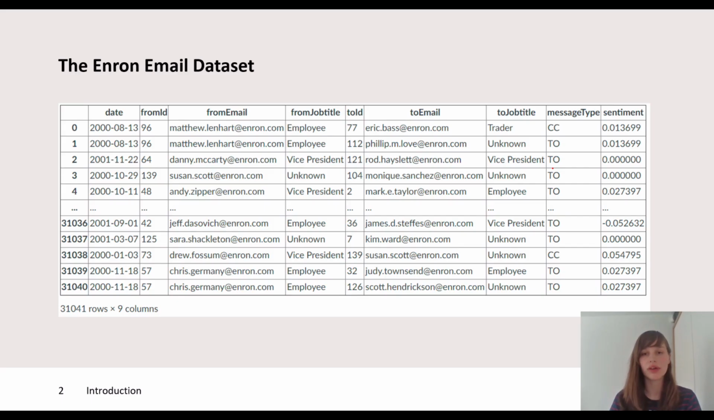All email traffic of Enron, a former energy service company, was made publicly available during the legal investigation of the biggest American bankruptcy due to accounting fraud. The dataset is provided in a CSV file and consists of 149 employees and over 31,000 emails. The dataset contains the date the mail was sent, information about the sender and receiver, namely their ID, email address and job title, and information about the mail itself, namely the message type and a sentiment.